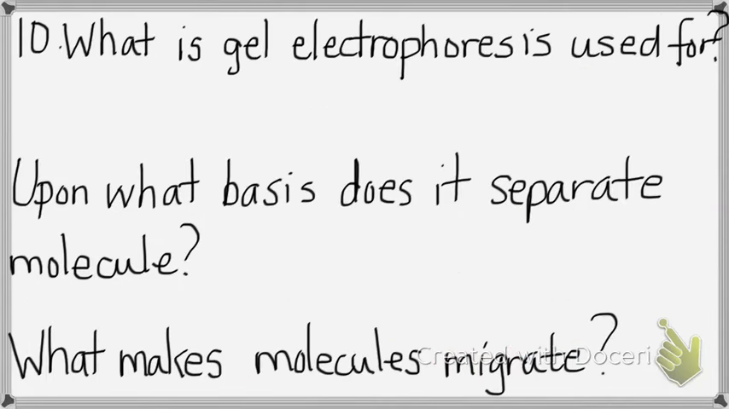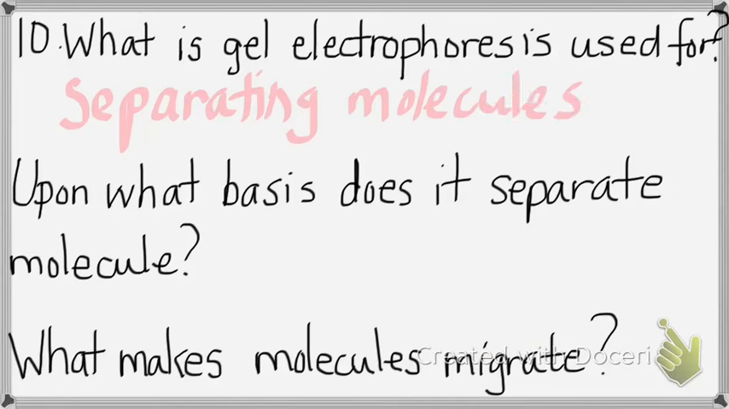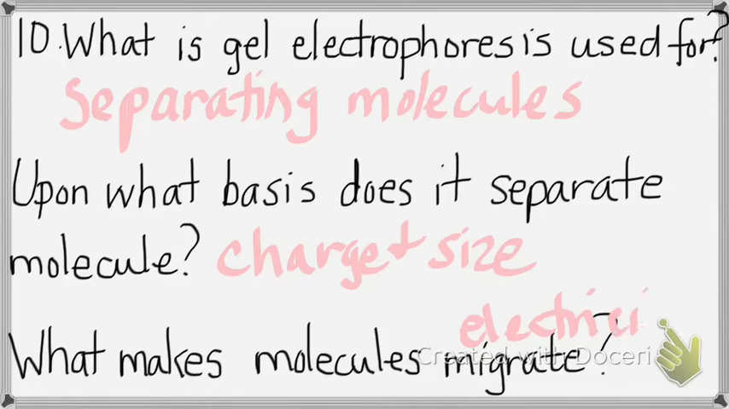Super. Now keep that electrophoresis there, but let's go to the front of that page and look at the first sentence. What is gel electrophoresis used for? Separating molecules. That's good. It's a separation technique. Upon what basis does gel electrophoresis separate molecules? What makes the molecules migrate, like move? Electricity. Yeah, you had to plug it in and turn it on. Remember, we even made sure the electricity was flowing by looking for bubbles. So the answer is electricity. If you don't plug it in and turn it on, nothing happens.